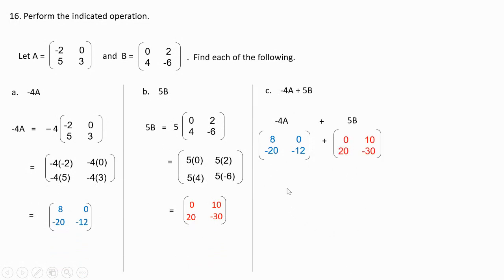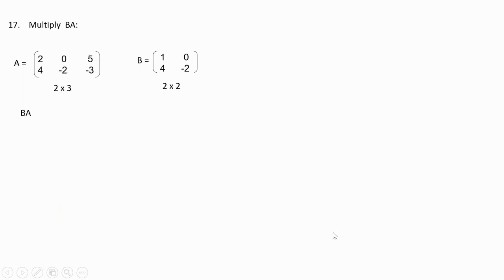Now we're going to add the matrices. When you add matrices, they have to be the same size. For example, this is a 2 by 2, and this is also a 2 by 2. So I'm going to add the first row, first column on matrix A, plus the first row, first column on matrix B, and so forth. So it's going to be 8 plus 0, then 0 plus 10, -20 plus 20, and -12 plus -30. So they will give us 8, 10, 0, and -42. So this is my solution that they're looking for part C.